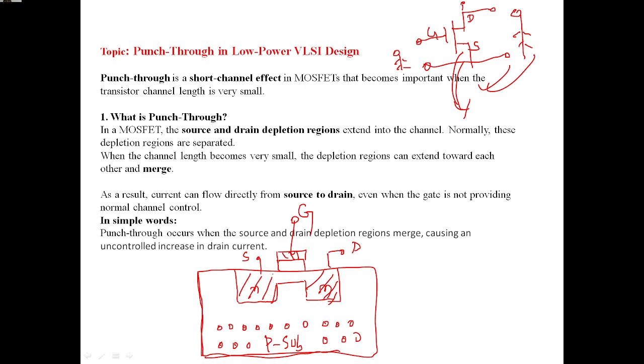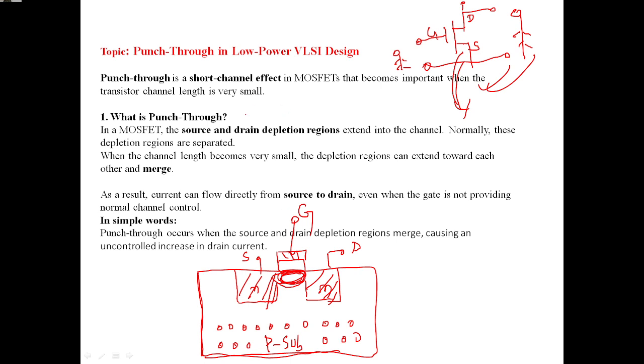But internally this barrier will merge because of the electric field. This barrier will reduce and merge, and current will flow from source to drain without any extra supply or extra VDS. So that effect is called punch through.